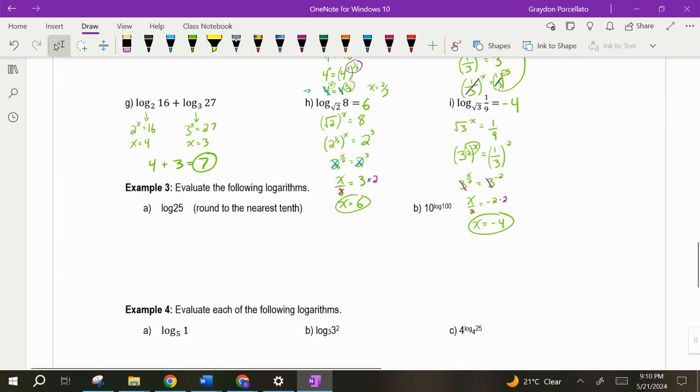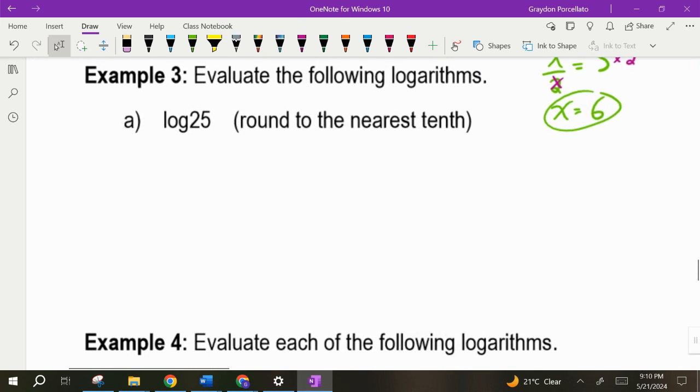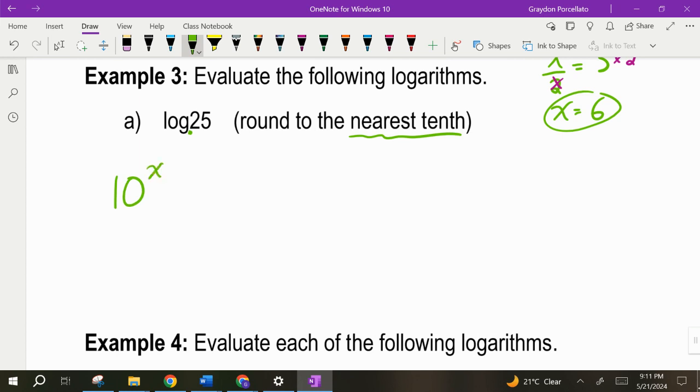Okay. Next one says evaluate the following logarithms, round to the nearest tenth. So all I'm going to do here is just use trial and error. Okay. So it says the nearest tenth. And notice what's the base here. Since there's no base, it's base 10. So 10 to the power of what is 25.